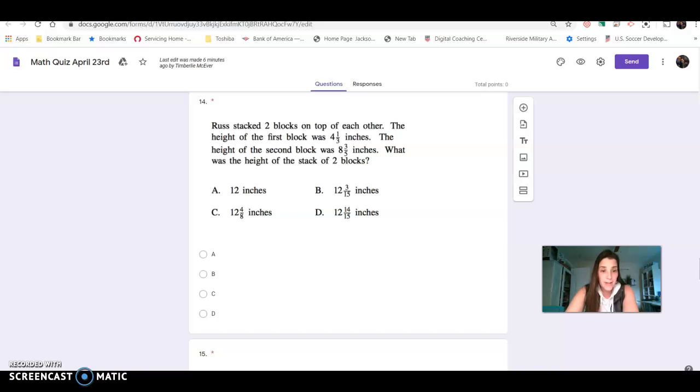14. Russ stacked 2 blocks on top of each other. The height of the first block was 4 1/3 inches. The height of the second block was 8 3/5 inches. What was the height of the stack of 2 blocks?